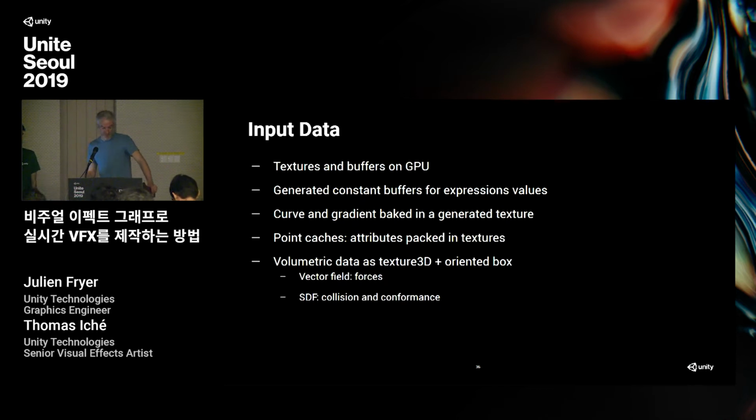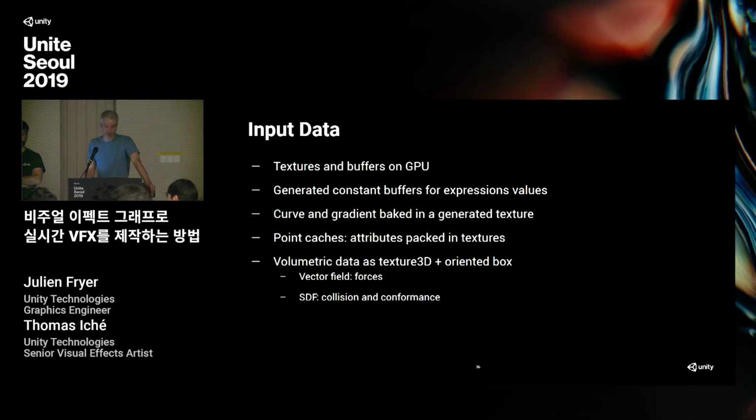A word on input data. So GPU only handles textures and buffers. So for instance, all the curves and gradients of your effect will be baked in a texture to be read by the GPU and the shaders. We also have the concept of point caches to pass data to the particle simulation. Point caches are basically textures in which you pack some attributes. It can be a list of positions, of velocities, of whatever attributes you need, and you can then read this list of attributes to drive your simulation.